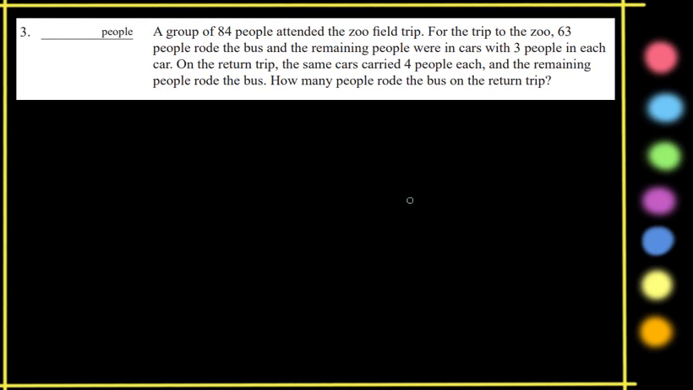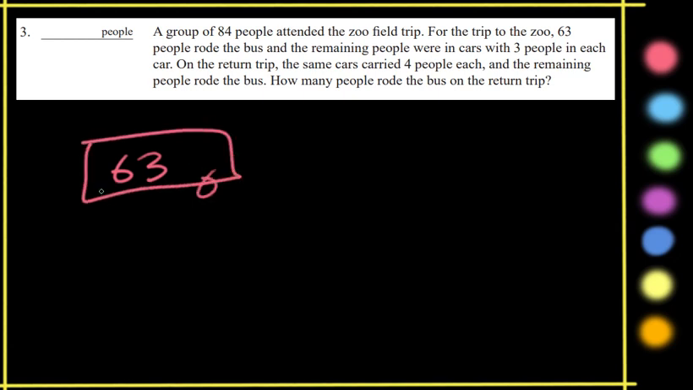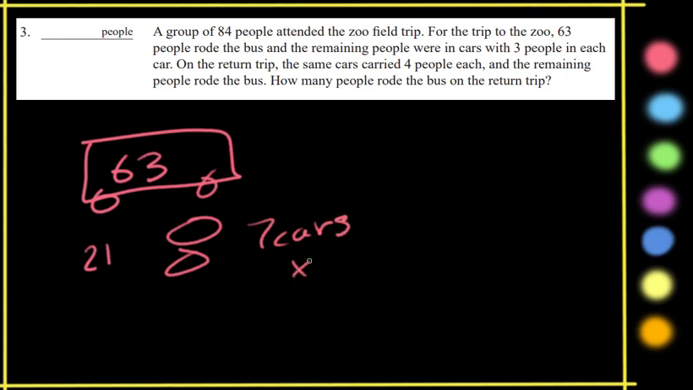This one says a group of 84 people attended the zoo field trip. 63 people rode in the bus. All right. And the remaining people were in cars with 3 people in each car. Okay, so how many is that? 84 minus 63 is 21. We had 21 people, 3 in each car. So that means we had 7 cars, right? 7 cars times 3 in each. That'll give us our 21.